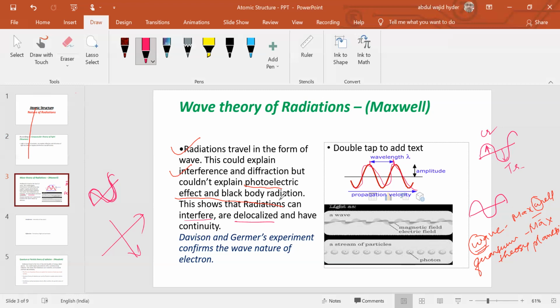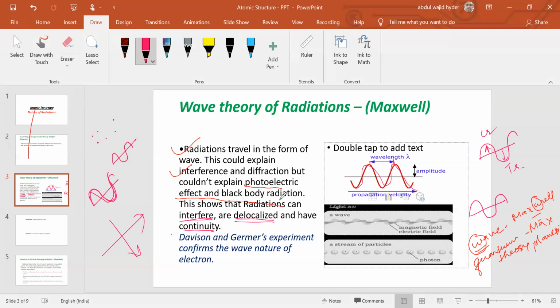And in particles, there is discontinuity. Continuity is not there in particles. But in waves, continuity is there. So waves are continuous, delocalized, and can interfere.